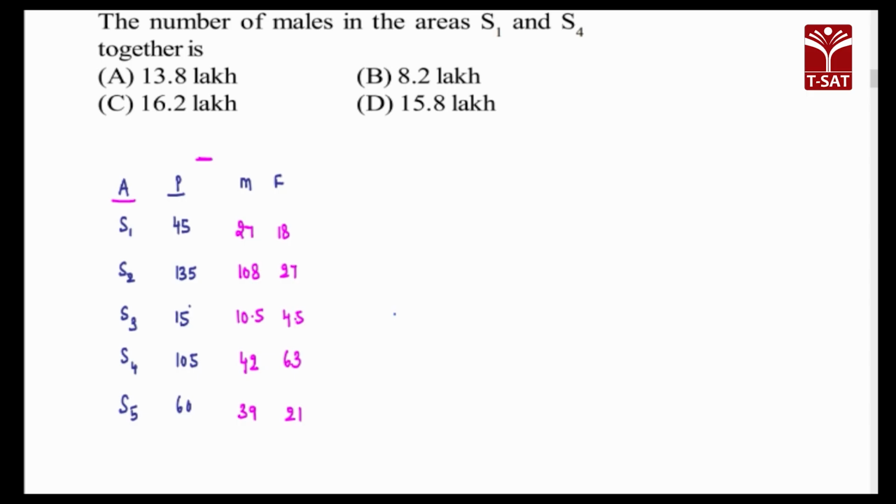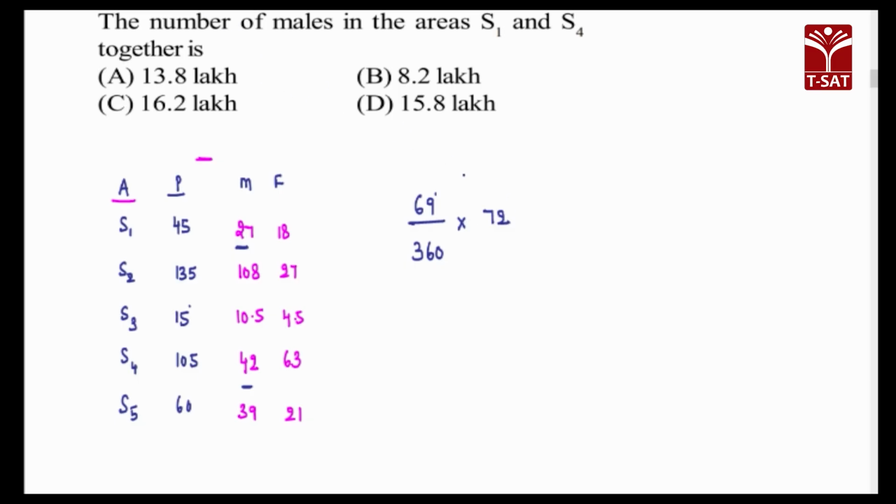The number of males in the areas S1 and S4 together is, he's asking you the number of males in S1 and S4. In S1 we have 27, in S4 we have 42. So 27 plus 42 is actually 69 degrees. Convert it into value. Therefore total is 72 lakh.